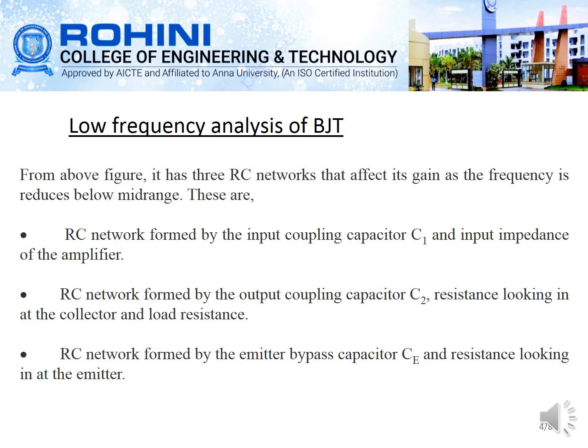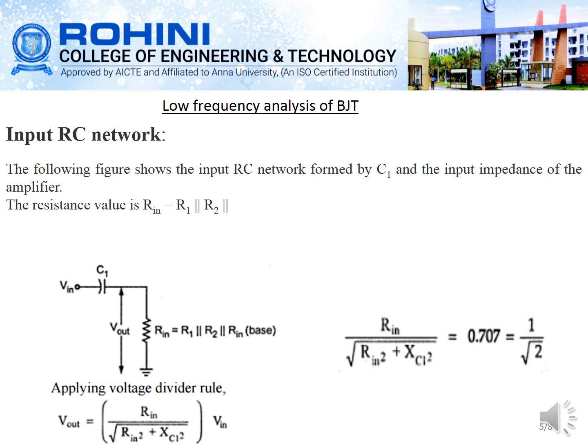The first is the RC network formed by the input coupling capacitor and the input impedance. The second is the RC network formed by the output coupling capacitor C2 and the resistance looking into the collector and the load resistance. And the third is the RC network formed by the emitter bypass capacitor CE and the resistance looking into the emitter.